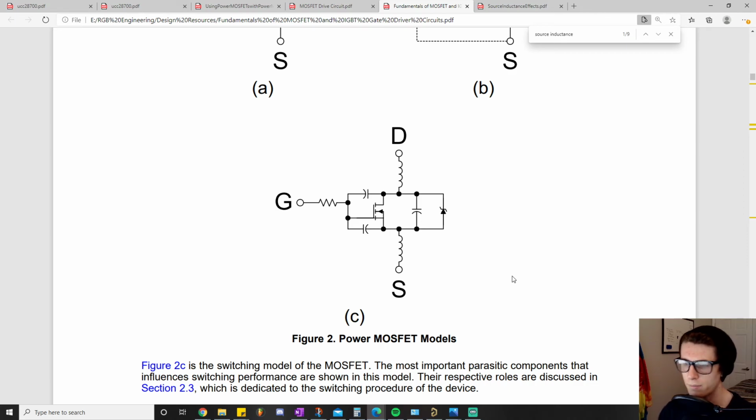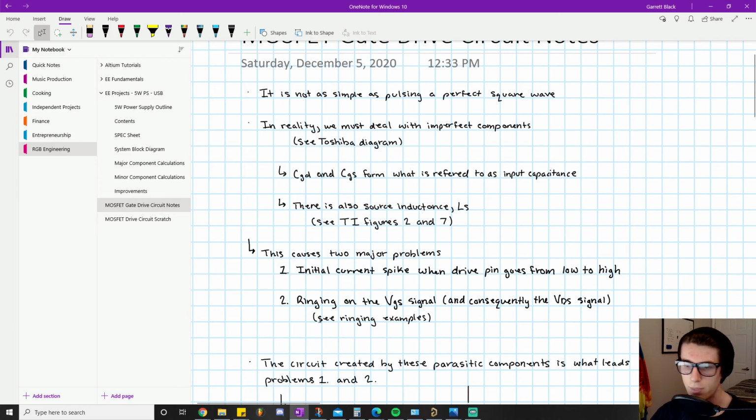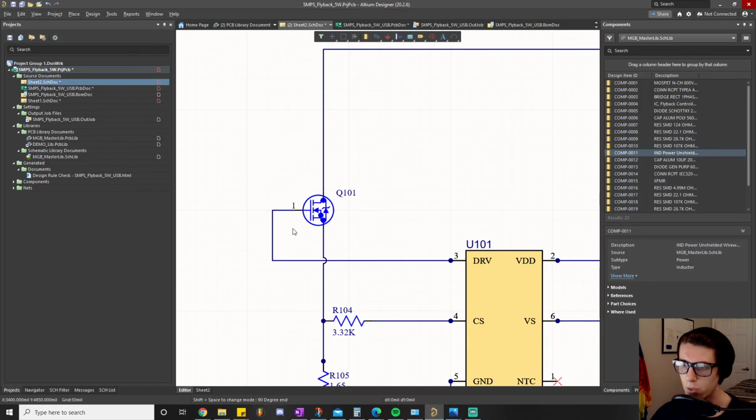So basically, there are two major problems that occur as a result of our input capacitance and our source inductance. The first major problem is that whenever the drive pin tries to drive that line high, we get a huge current spike. Going back to this diagram, the drive pin drives this gate pin high, and that's what allows the MOSFET to conduct.